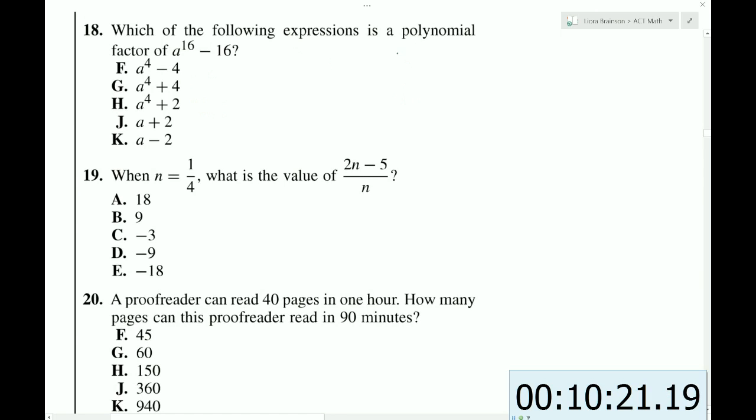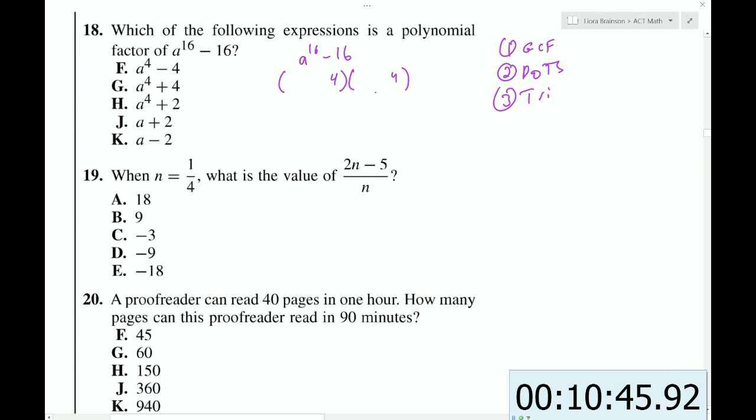Which of the following expressions is a polynomial factor of this? So we take this and we factor it. So our methods of factoring again are GCF, DOTS, meaning difference of two squares, and trinomial. So GCF stands for greatest common factor. There is none. DOTS, difference of two squares, so this is a difference, and they are both perfect squares. So we take their square roots. So the easy one is just 4 and 4. It's always going to be plus or minus.